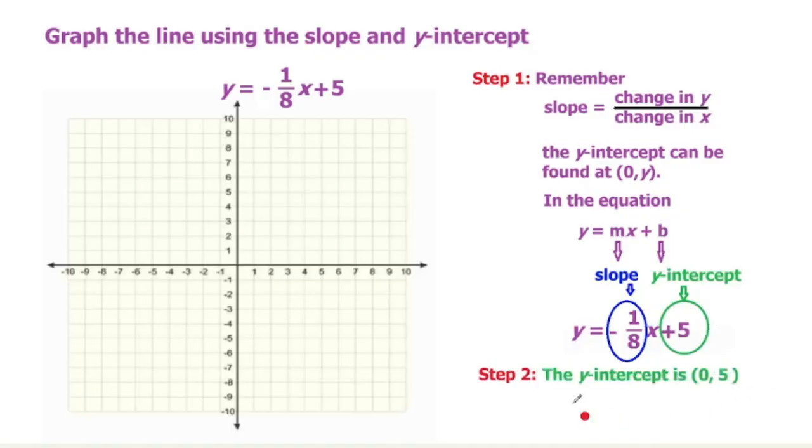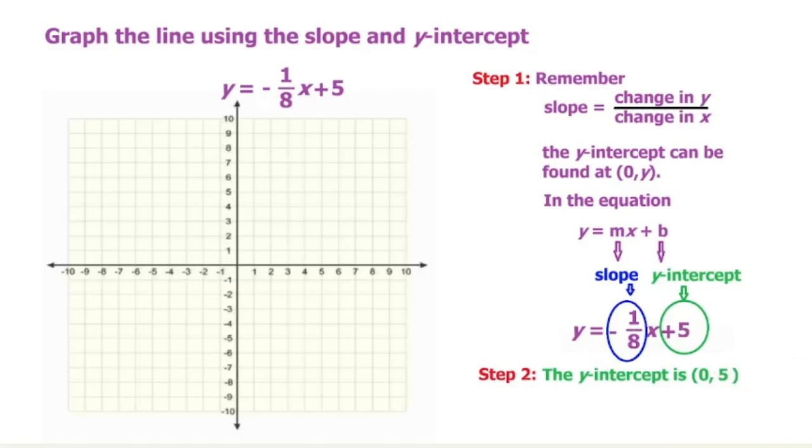So our step 2 here is the y-intercept is 0, comma 5. Okay, so this b tells us that this is the intercept. And why is that? The y-intercept is where the line crosses the y-axis. And where it crosses the y-axis, x is 0. So if we put 0 into this equation, this would go away and we're left with y equals plus 5. So that is why the y-intercept is 0, comma 5.